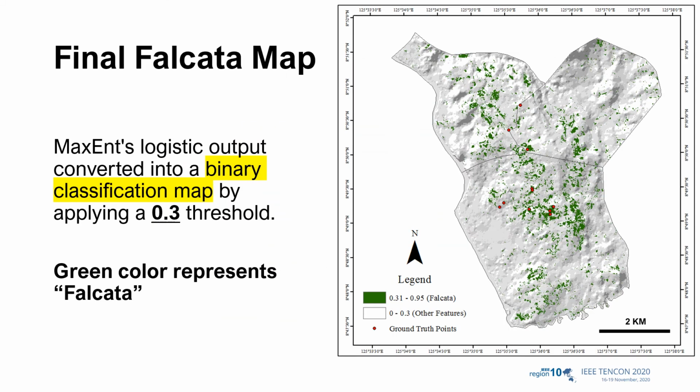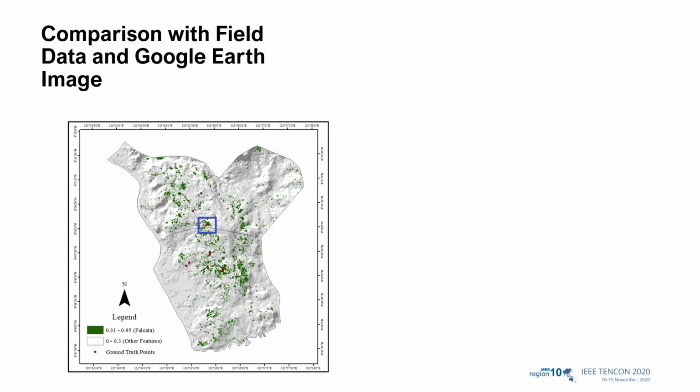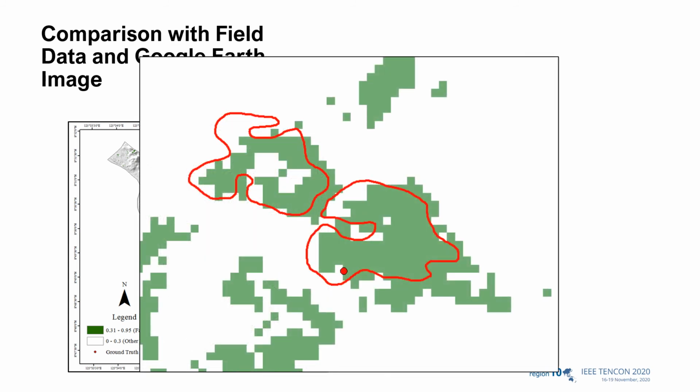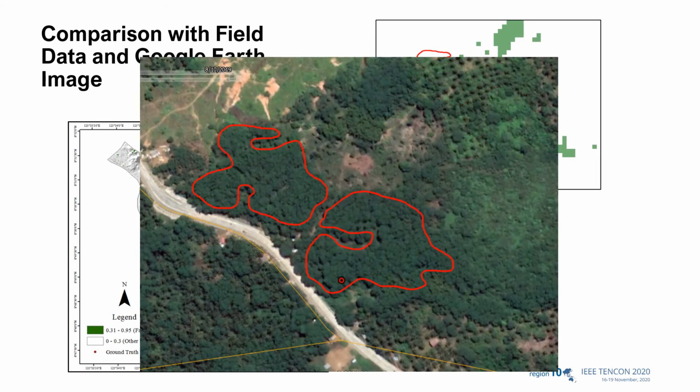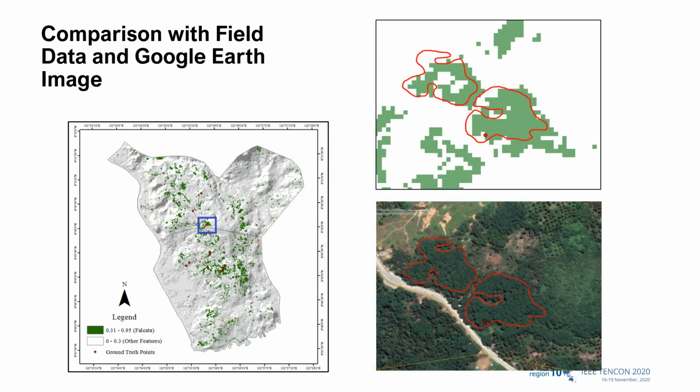Now, to finally accomplish the purpose of this study, here is the final Falcata map of the study area, where a 0.3 threshold was applied to the MaxEnt model output that utilized a sample size or training data size of 500. We further checked the accuracy of the map by comparing it to Falcata locations that were surveyed on the ground and delineated in Google Earth. The MaxEnt classification map generally agrees with the ground truth data.